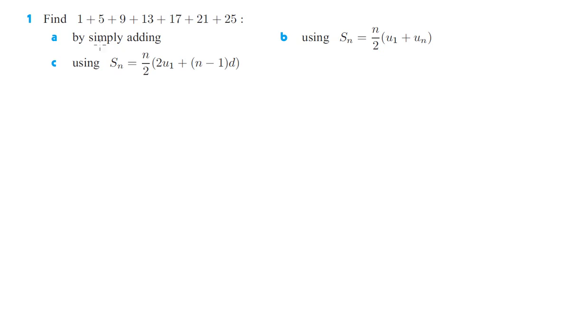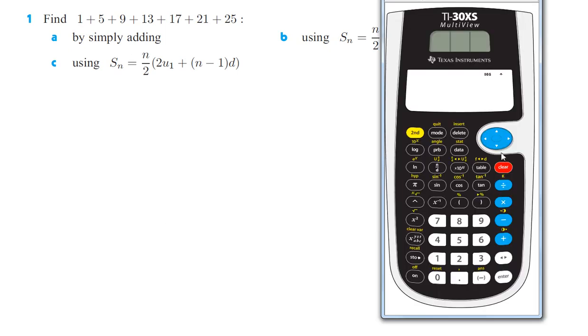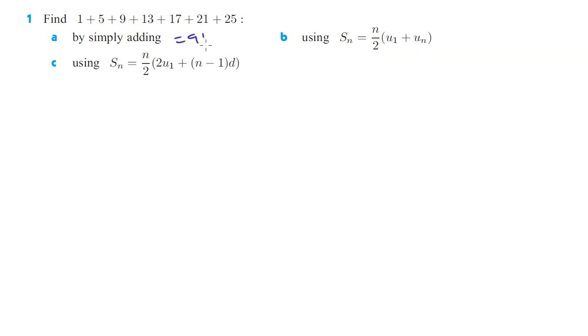All right, so first thing we start with is number 1 here. It says find the sum of this series of numbers by adding them up. Okay, so let's add them up. We got 1 plus 5 plus 9 plus 13 plus 17 plus 21 plus 25. Put it all in our calculator and we get 91.